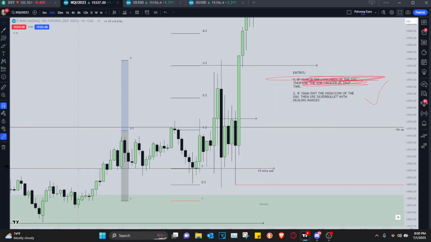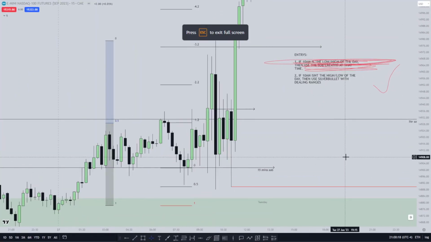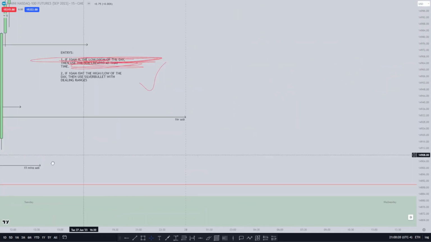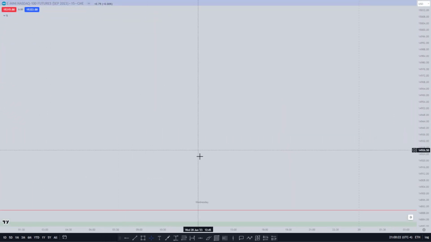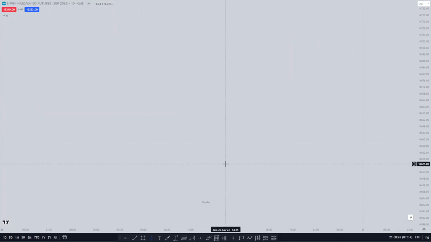So let me explain about entering and position sizing, right? Because we're risking 0.75. Now let me explain. Let us do some analysis before I go watch some anime.